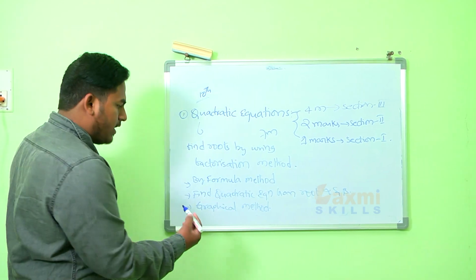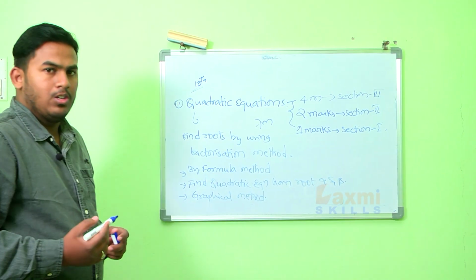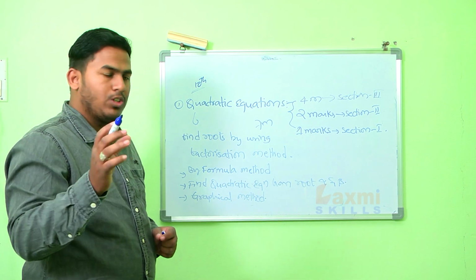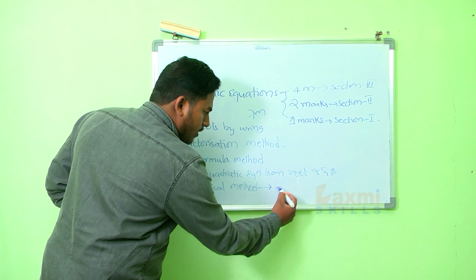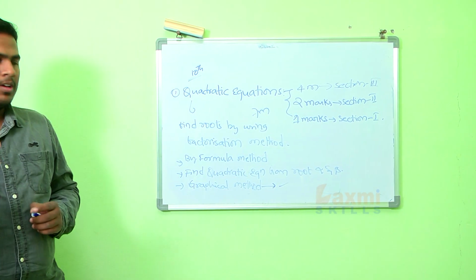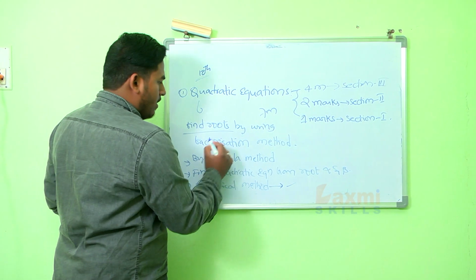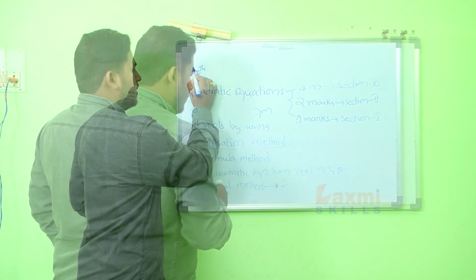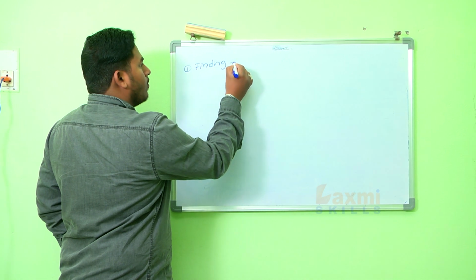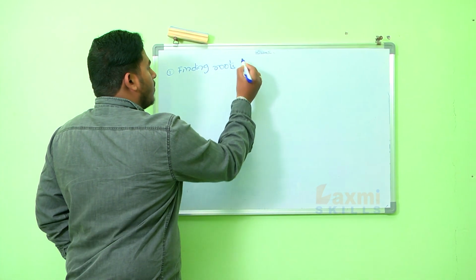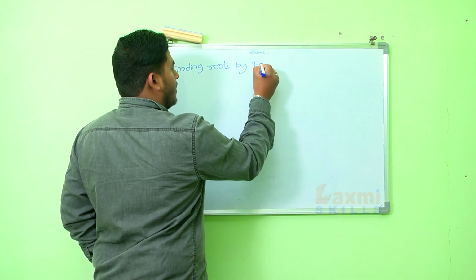You can expect a 4 marks question from the graphical method. This graphical method is one of the most frequently asked questions in your board examination, so we will be focusing more on this. Without delay, we are going to start finding roots by the factorization method.